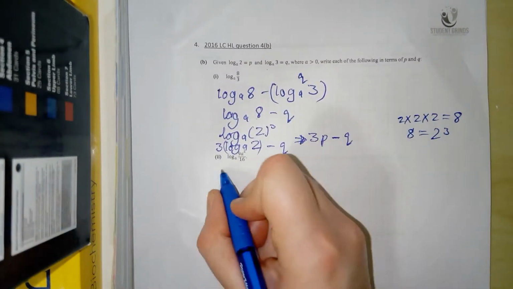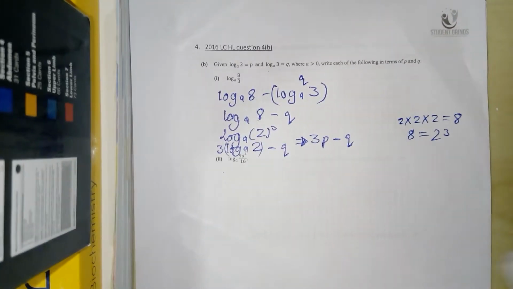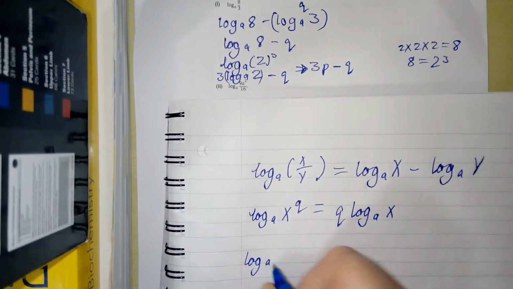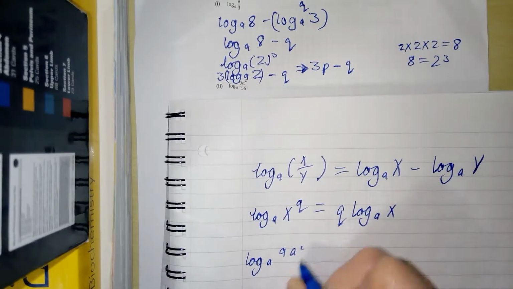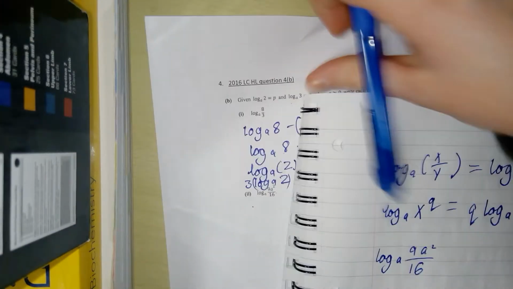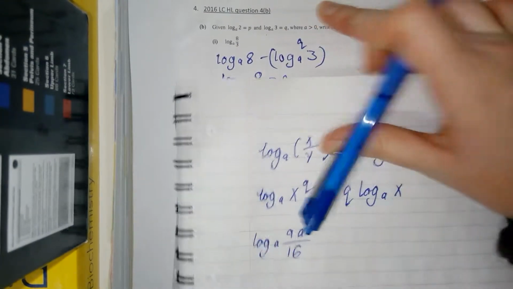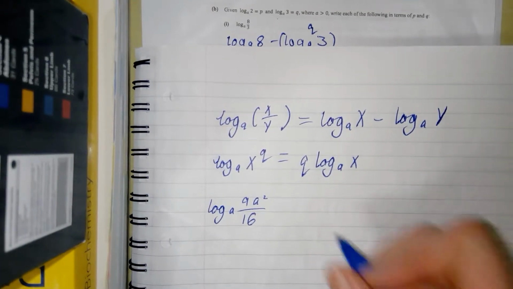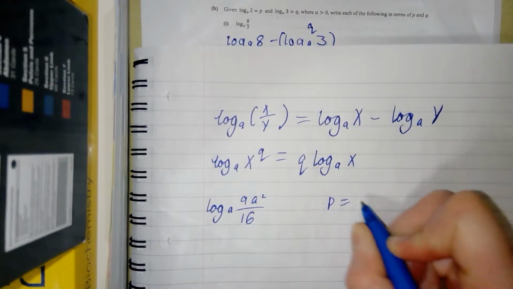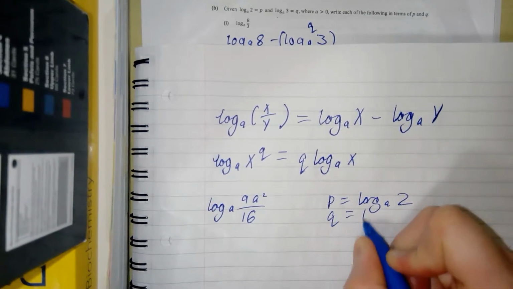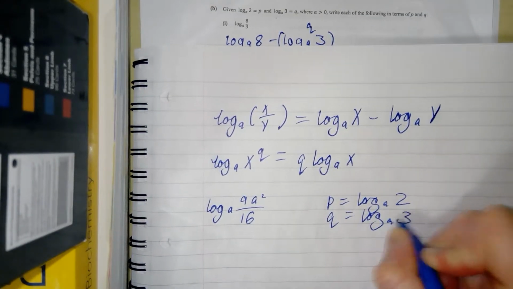And then in our next one, I'll write it out on a sheet here. Log a of 9a squared over 16. We're asked to write that in a similar format, in terms of p and q. So I'll just write what we know: p is log a 2 and q is log a 3.